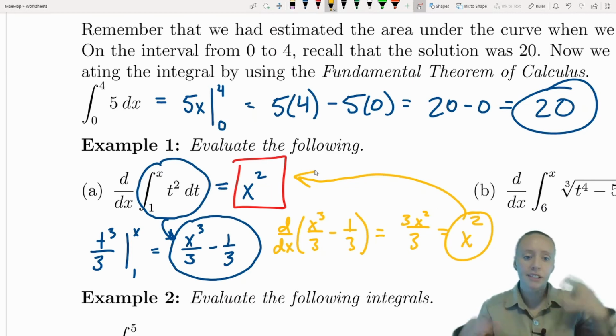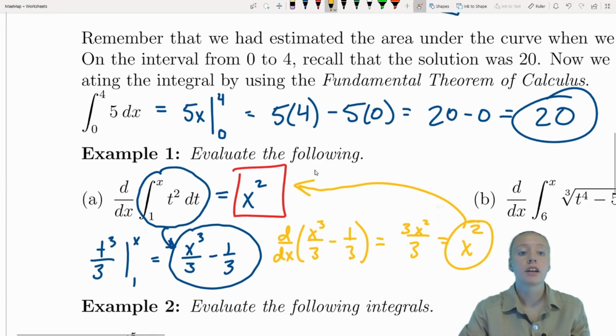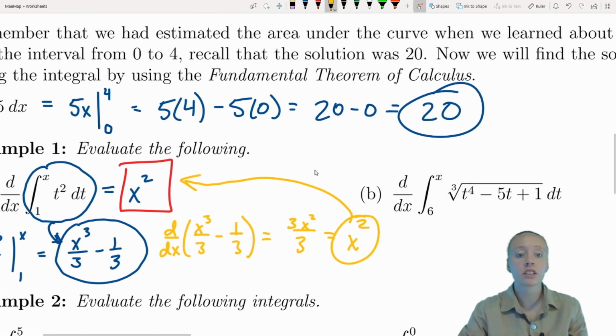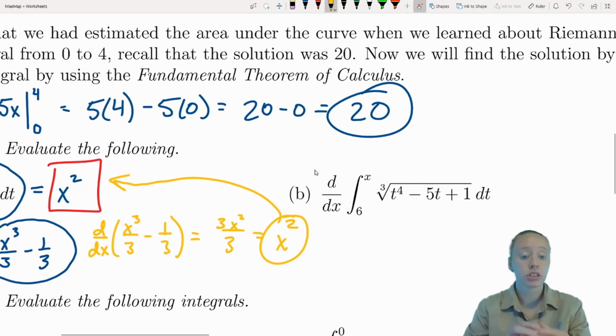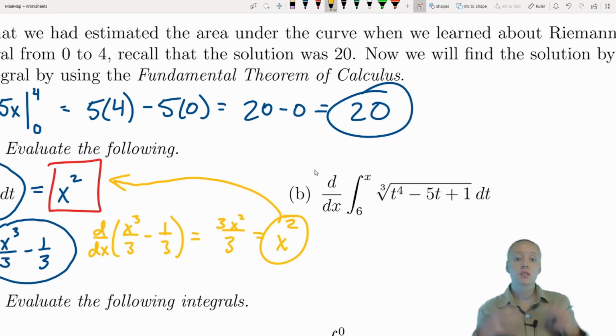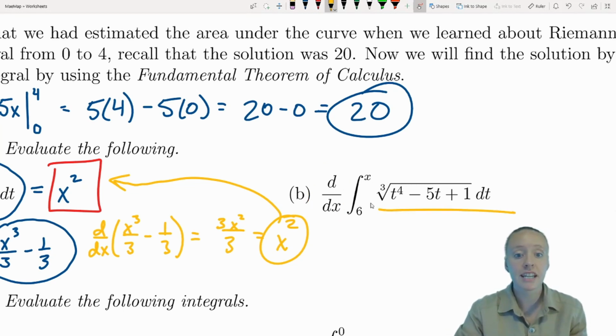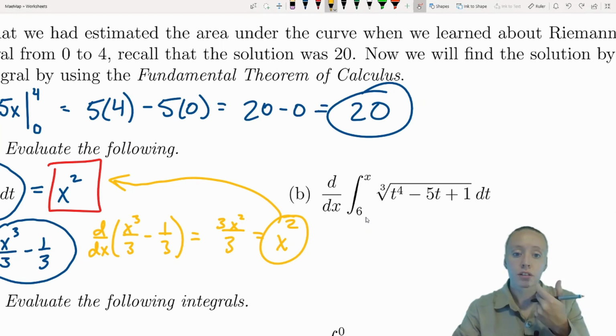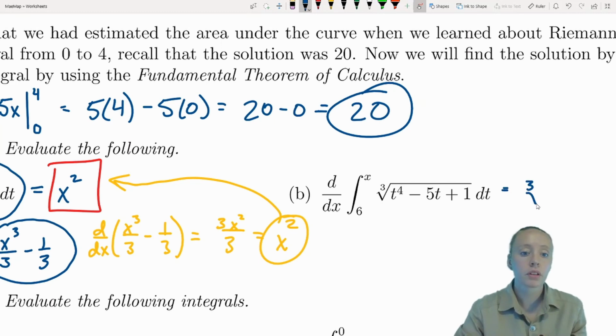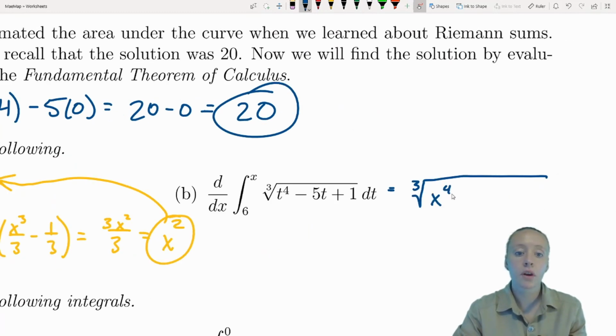Let's move on to part B, except this time let's not do this double check, because it's actually a fairly difficult integral that we don't quite have the strategies to do yet. We're going to learn these strategies once we get into Calc 2. But because I'm taking the derivative of some function with respect to t, and my bounds are going from a constant to x, all I have to do is plug in x for my function. So this is going to give me the cube root of x to the 4th minus 5x plus 1.